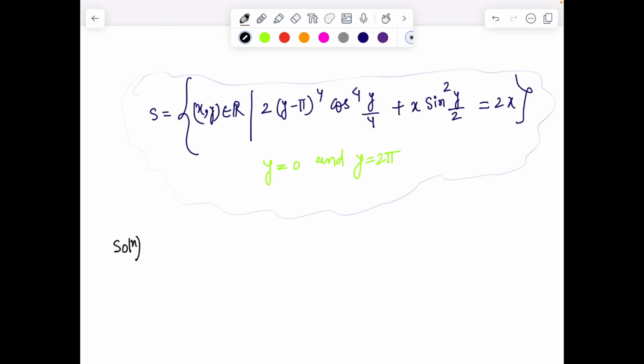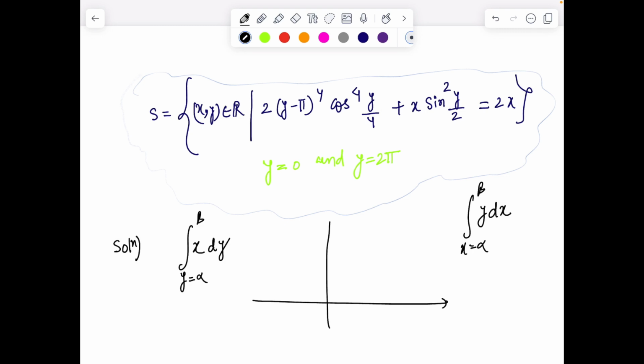This is an interesting question and useful for JEE. Usually, the question based on area bounded figure is explicitly mentioned either y in terms of x or x in terms of y. And then we integrate either y dx from x equals maybe alpha to beta, or we do x dy from y equals some alpha to beta.